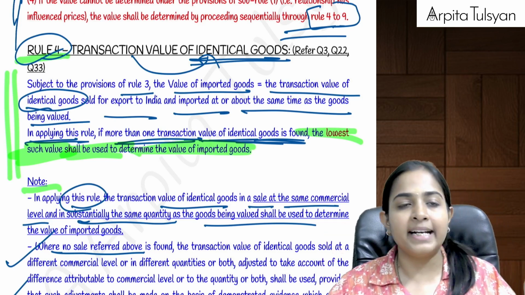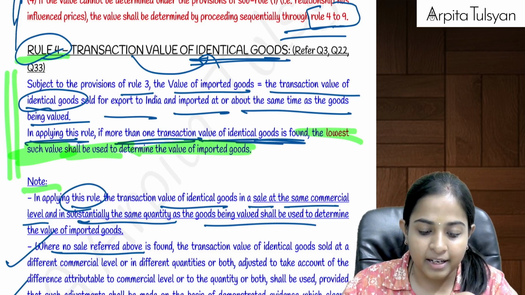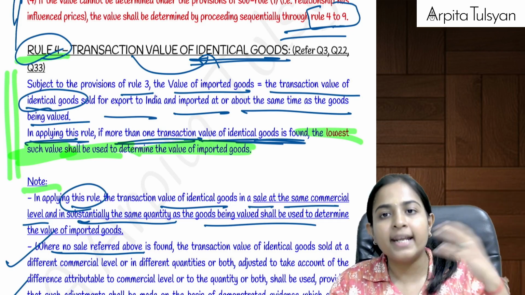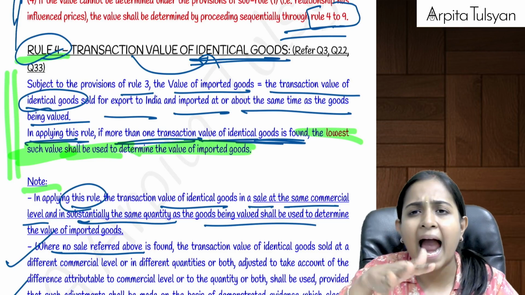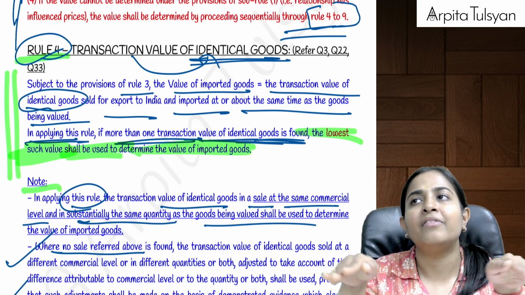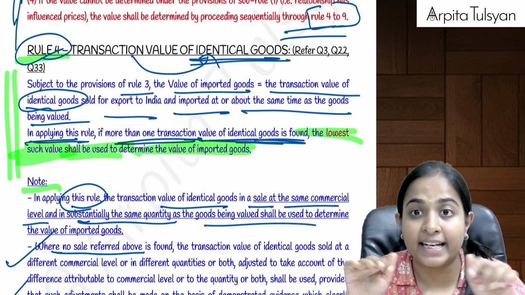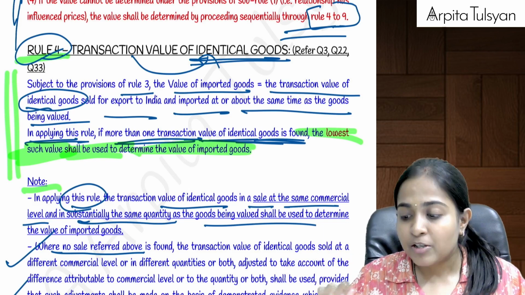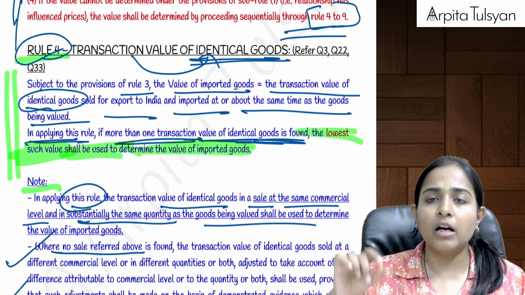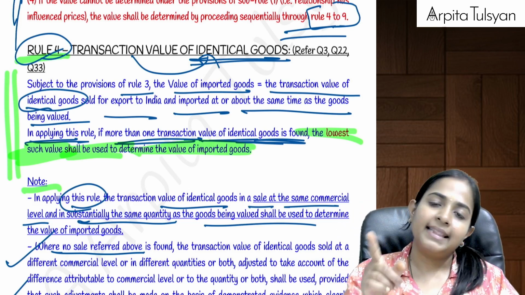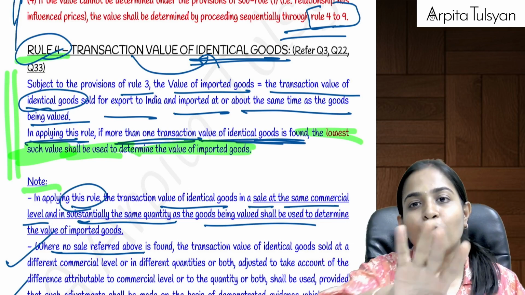If identical goods are exported to India, that is, imported into India, at or about the same time, at the same commercial level and in substantially the same quantity, then only it becomes comparable. So in such cases, whatever is the transaction value of the identical goods will be considered for the purpose of your valuation.